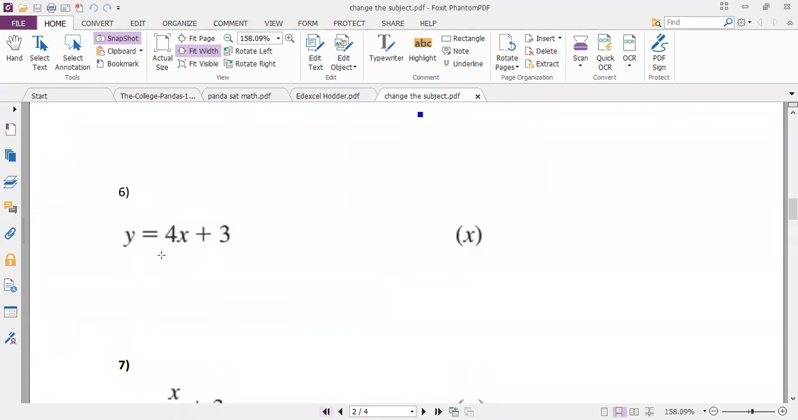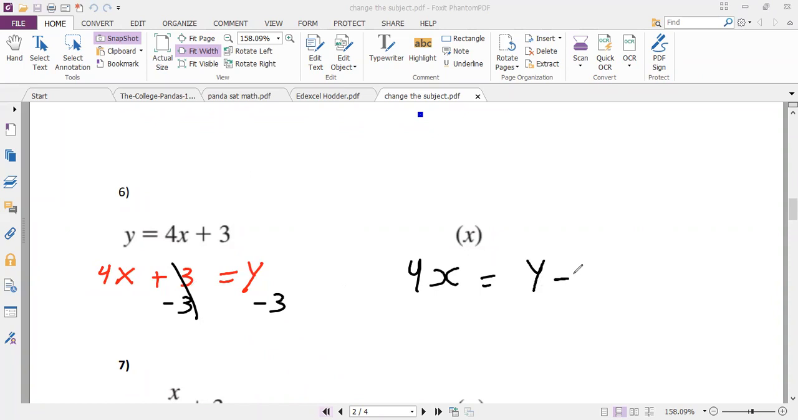I want to make X the subject. So we can switch sides and write 4X on our left hand side plus 3 equals Y. Firstly, I want to get rid of 3, so subtract 3 from both sides, minus 3 and minus 3. So 4x equals y minus 3.